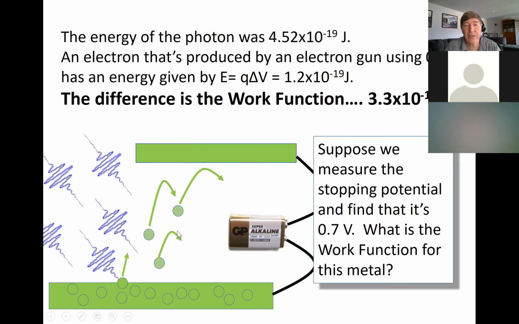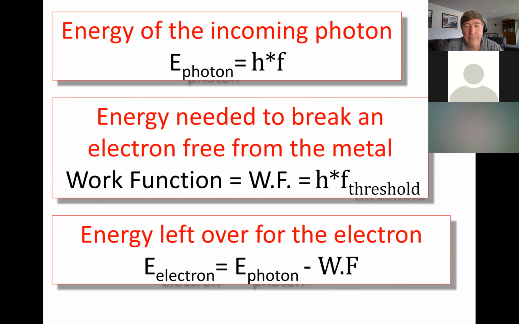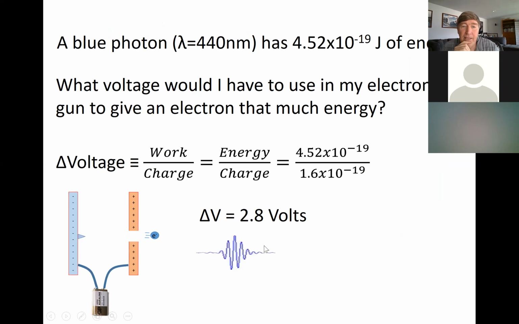Okay, now there's one other thing we need to talk about. Well, actually, this here is just a summary of what we already talked about. The incoming photon has this much energy. The work function is how much energy is needed to break it free, and then whatever is left over, that's how much energy the electron has.